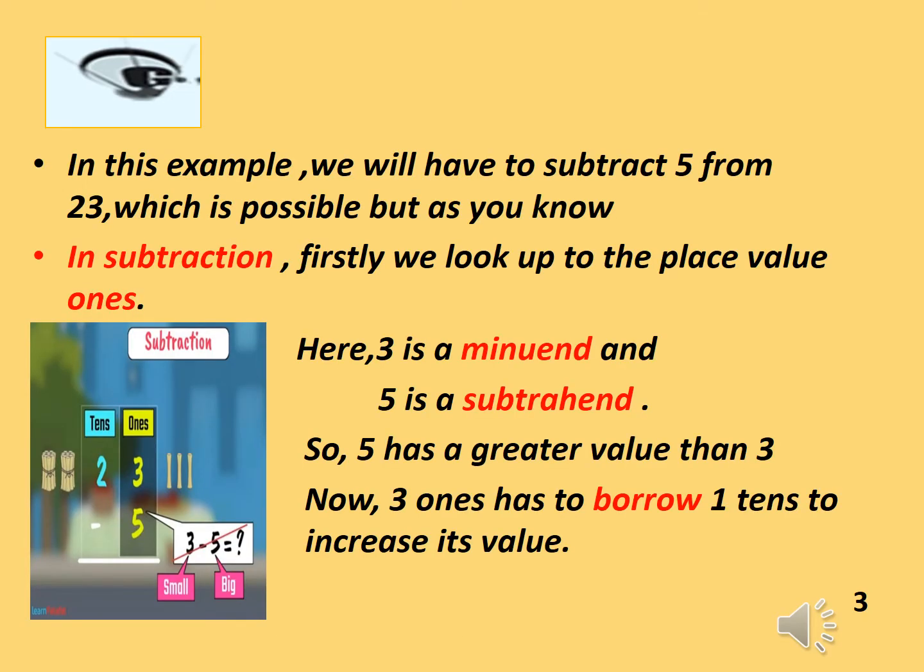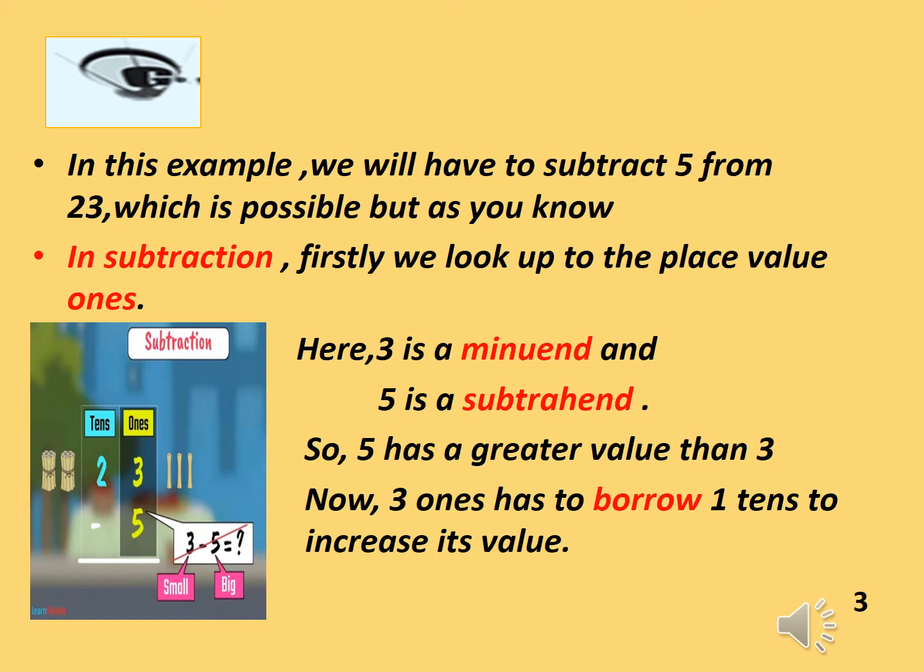In this example, we have to subtract 5 from 23, which is possible, but as you know, in subtraction, firstly, we look at the place value ones. So here, 3 is a minuend and 5 is a subtrahend, which means 5 has a greater value than 3. So, what can we do, kids?